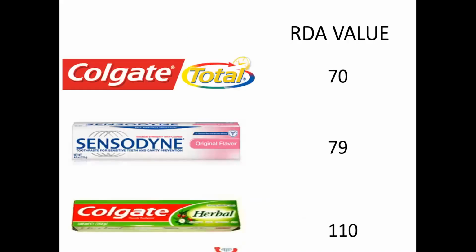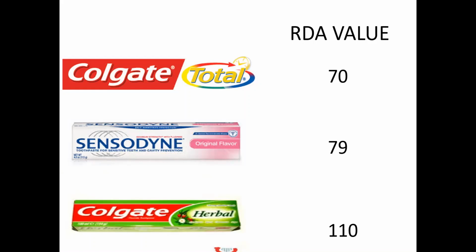So here are some common brands. I'll read out the RDA values of all of them. For example, for Colgate Total, the abrasivity or the RDA value is 70. So we just saw that 70 to 100 is safe, that is a medium abrasive.